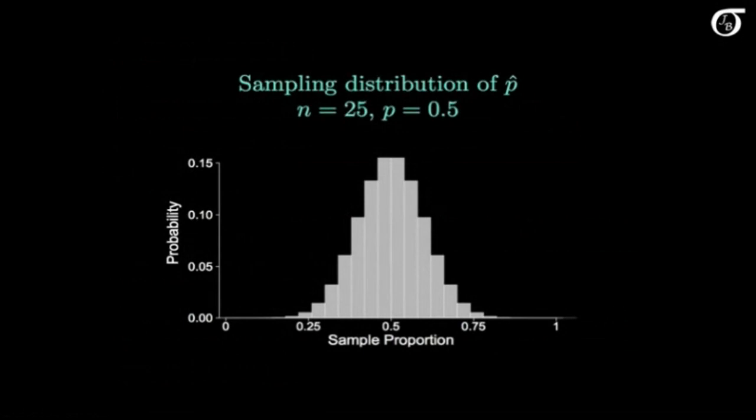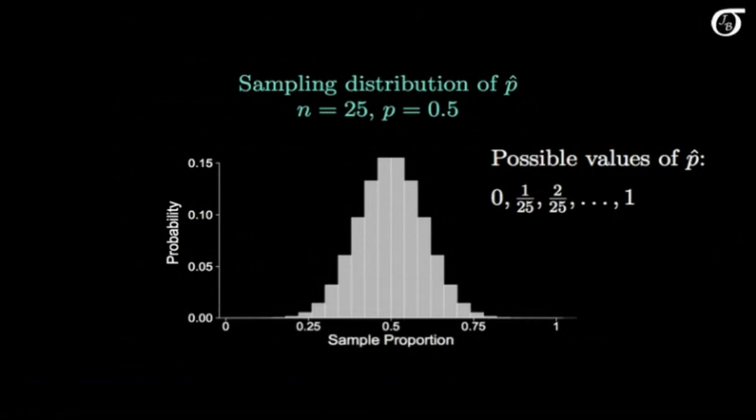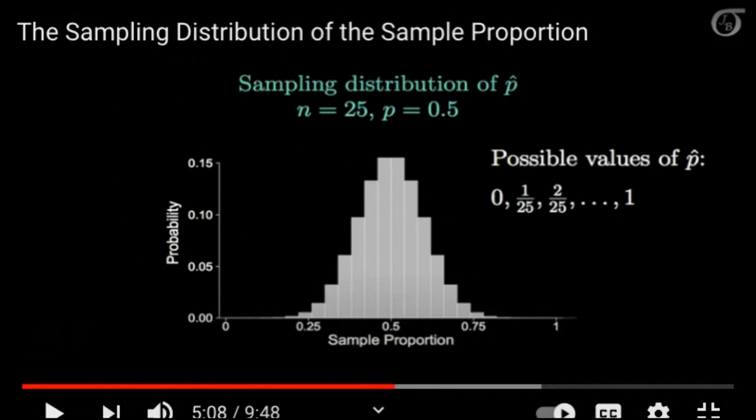Here's the exact sampling distribution of p hat when n is 25 and p is 0.5. It's just the binomial distribution with a rescaled x-axis. Here, p hat can take on one of 26 possible values: 0, 1 over 25, 2 over 25, all the way up through 25 over 25.